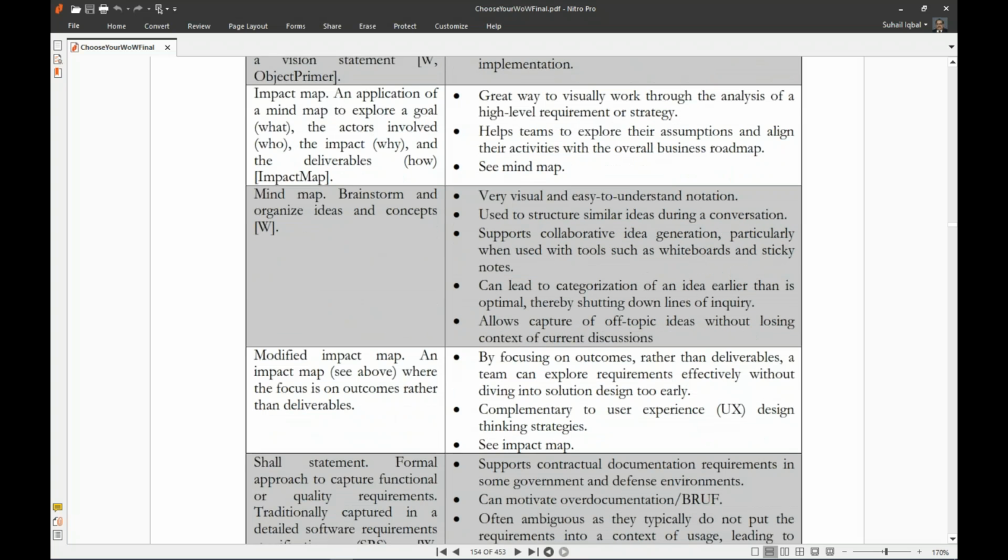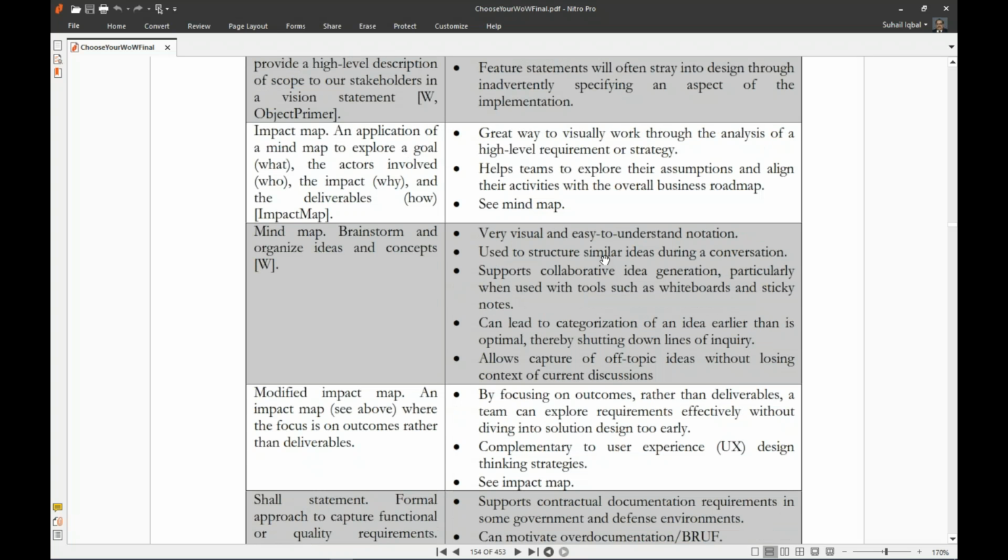Impact map is an application of mind map to explore a goal, what, and the actors involved, who, and the impact, why, and the deliverables, how. So we have got 3 points for it. Great way to visually work through the analysis of a high level requirement or strategy.